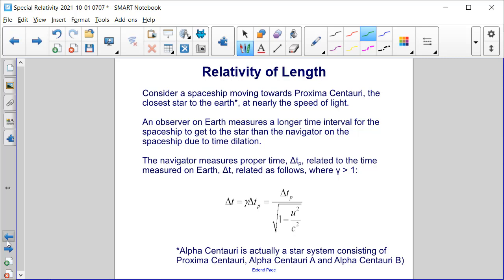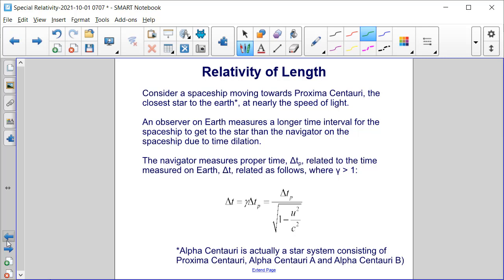Now, Alpha Centauri is actually a star system consisting of Proxima Centauri, Alpha Centauri A, and Alpha Centauri B. So in this case, the spaceship is just moving towards the one star, Proxima Centauri.